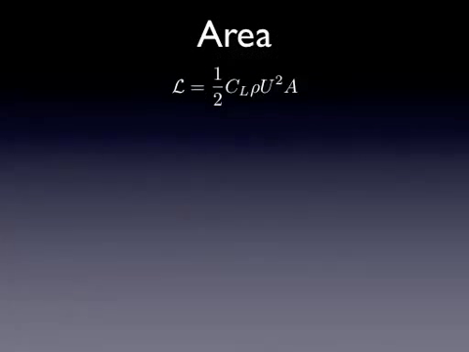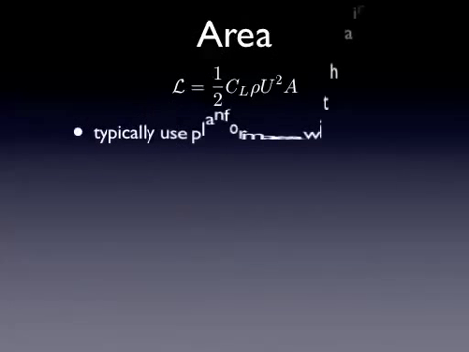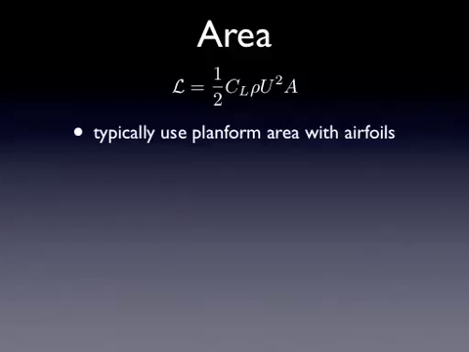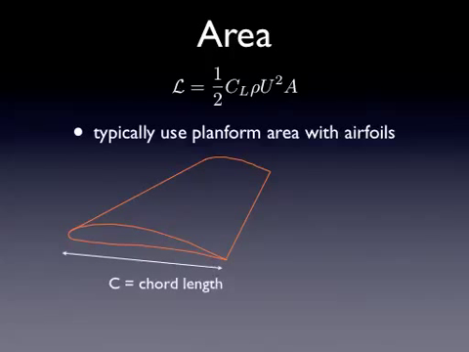Okay, area is another important property. It's in our lift equation. For airfoils, we typically use the planform area. If you remember, that's the bottom area. So if you look at a wing, this is the shadow that the wing projects downward. So that's typically what's used in our lift equation.